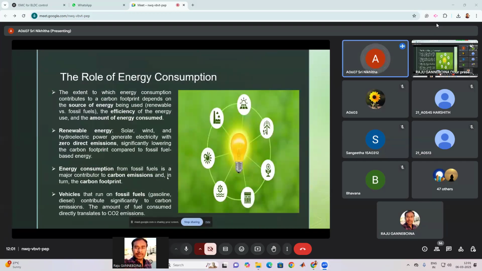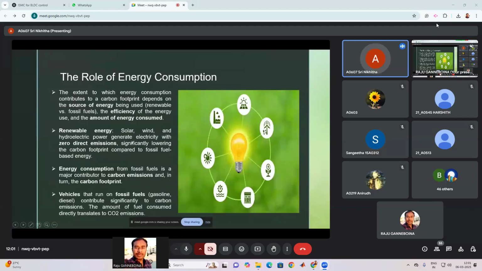Now let us see the role of energy consumption, which plays a major role in carbon footprint. Here, energy consumption contributes to a carbon footprint that depends on the sources of energy being used, like renewable versus fossil fuels, the efficiency of the energy use, and the amount of energy consumed.